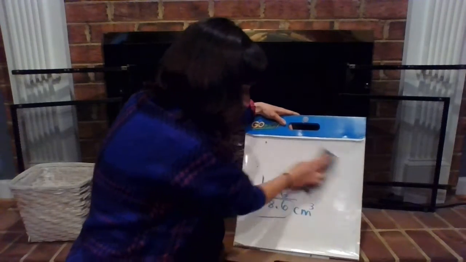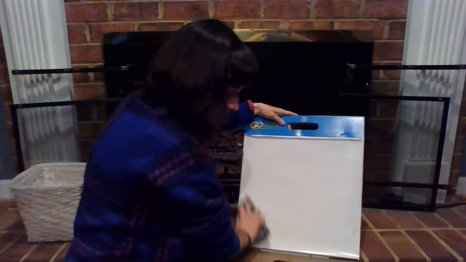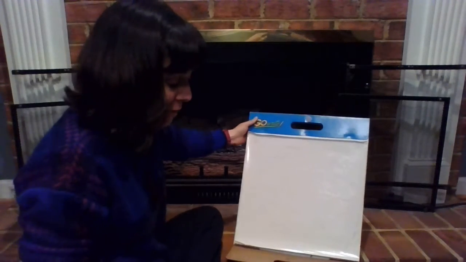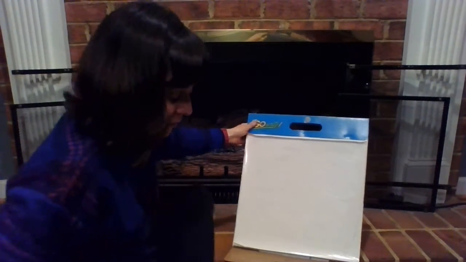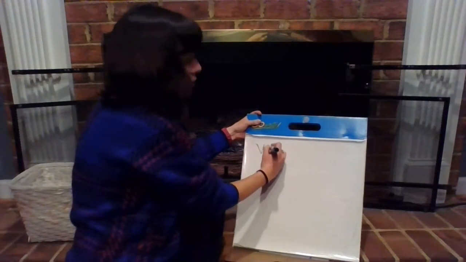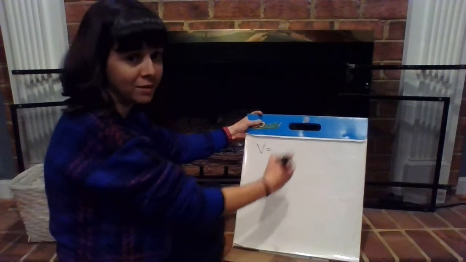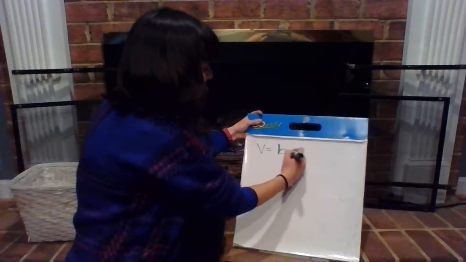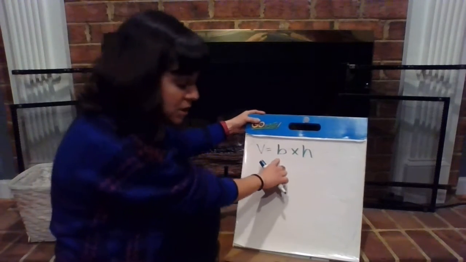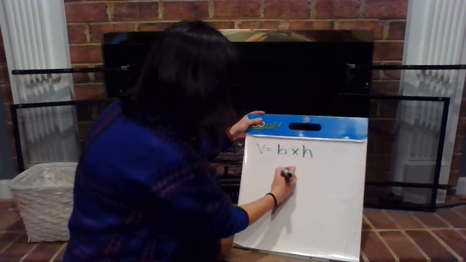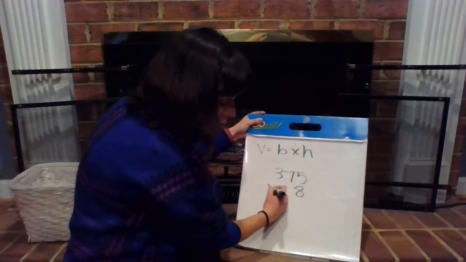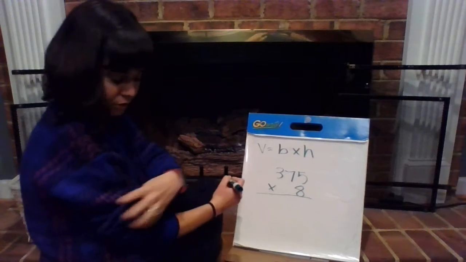So number 2 is similar. It says the base of a pool measures 375 square feet. If the pool is 8 feet high, how many cubic feet of water will it take to fill the pool? So again, we're looking at volume, but the other formula for volume, instead of length times width times height, would be base times height, because your length and your width are that base. So if the base of the pool is 375 square feet and the height is 8, I'm just going to multiply to figure out the volume, okay?